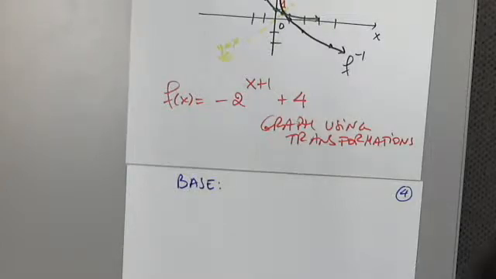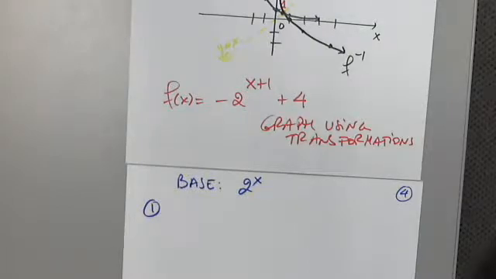Can anyone say which function I used to create f of x? Which base function? It cannot be the absolute value, it cannot be the square root, it cannot be linear or quadratic. It must be, which one? A to the x. It's 2 to the x. The base function is the exponential function 2 to the x. Good.